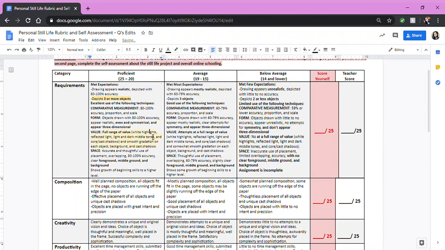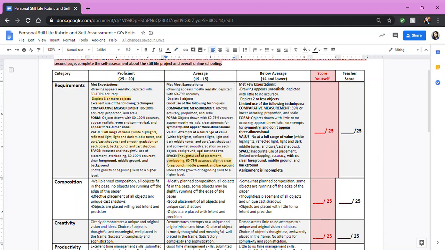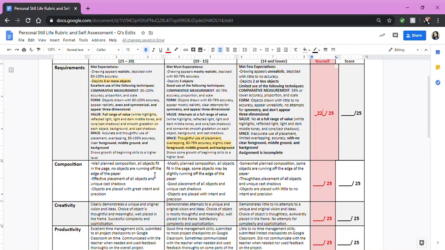If some parts are probably stronger than others, you could take a look at the other categories. Like let's say my placements weren't all the way there, so I would highlight something like this, the foreground, middle ground, and background aren't 100% clear, so I would highlight that, and that knocks me down from a perfect score of 25 to like a 23 or something. So you're going to look at the requirements over here and then score yourself. I'm going to say I got a 22 in this category. And you're going to do the same in all of them.